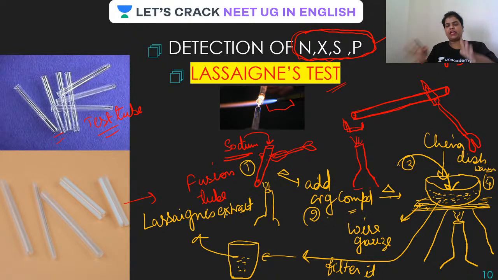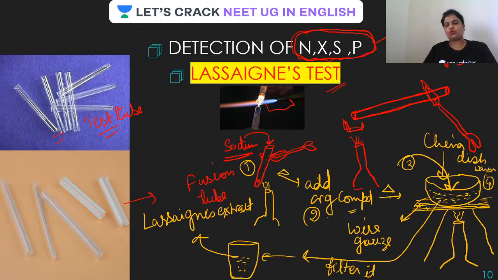Because everything of the organic compound which has reacted with sodium is dissolved in water, or is extracted in water. Biology students, like when we do the spinach test, we try to extract everything out of that. So this is why it is called Lassaigne's extract. The term extract is because everything is well dissolved in water. Why Lassaigne's? Because it was given by Jean Louis, the French chemist.